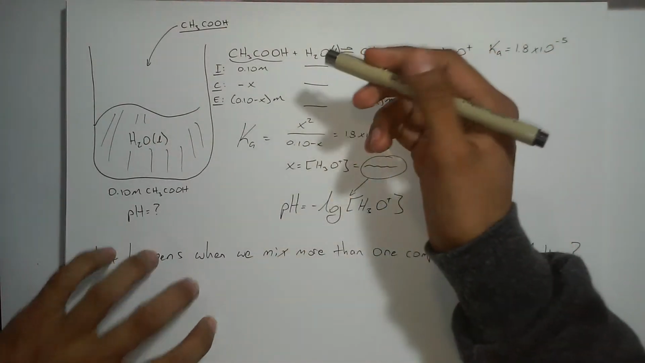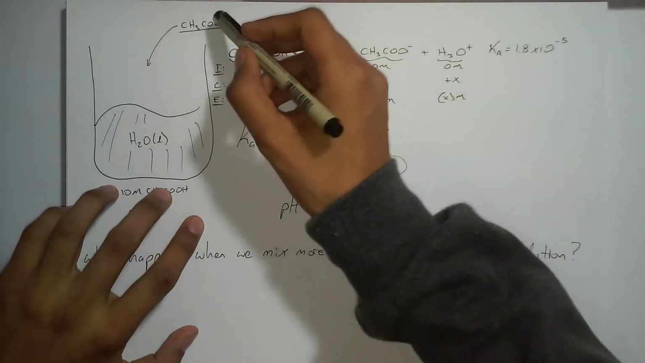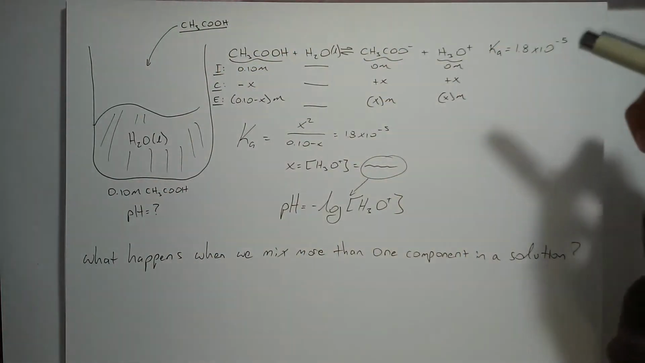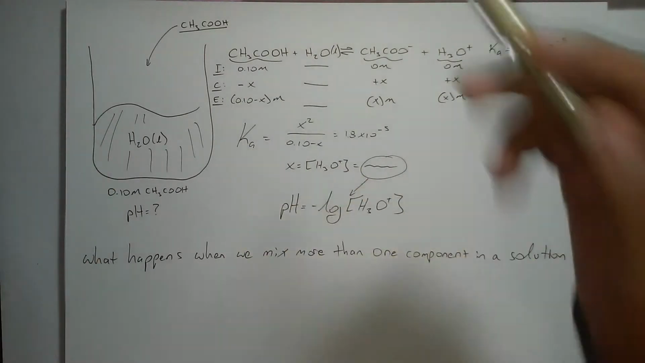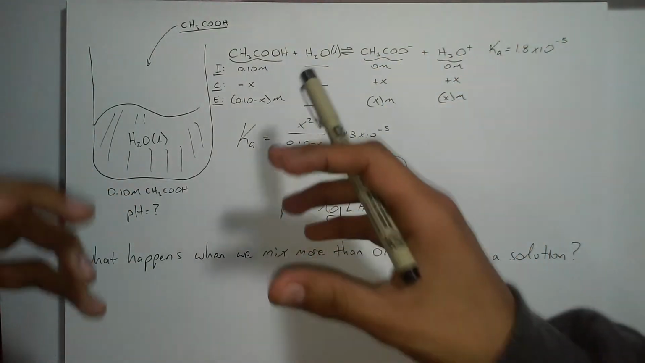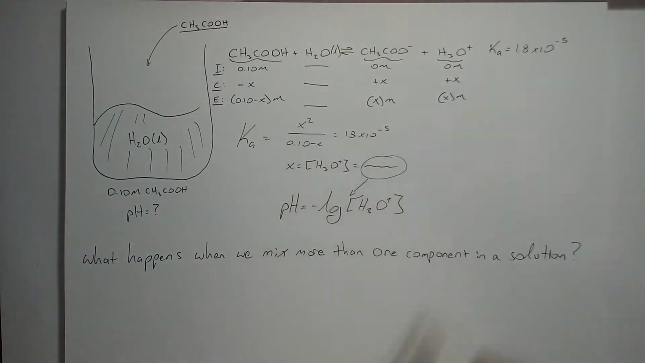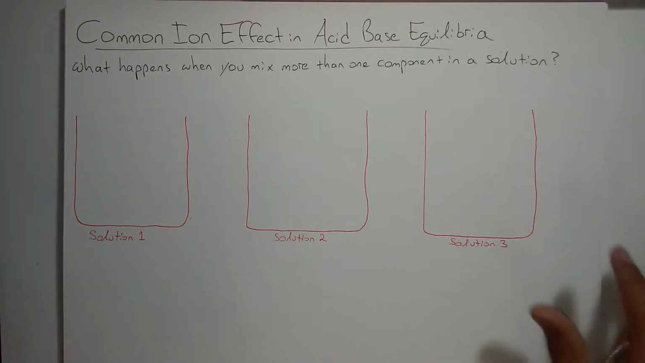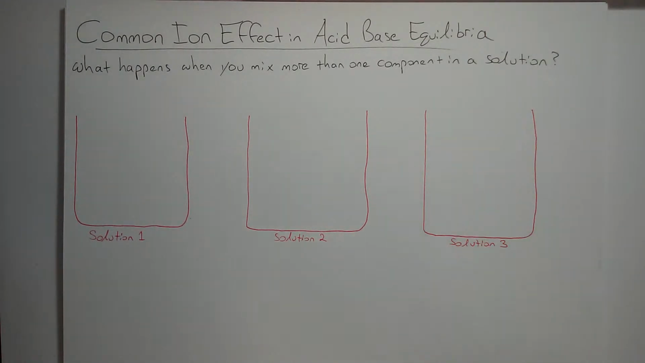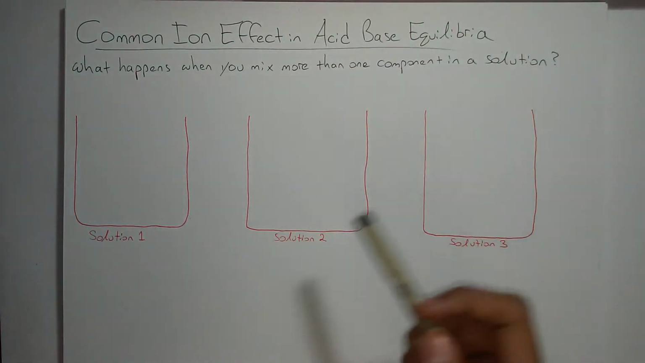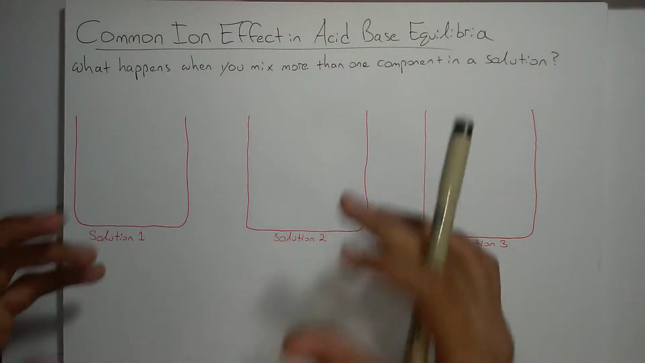You see how it's only one component that I'm tossing inside of the solution. So this is how generally problems in chapter 16 are phrased. You only have one component being tossed into water, and the question is, what's the pH of the solution? Chapter 17 is different because now you're dealing with solutions that are mixtures of various components. So the question is, what happens when you're dealing with solutions that have multiple components inside of them? That's really the whole focus of this section of chapter 17, the common ion effect in acid-base equilibria.